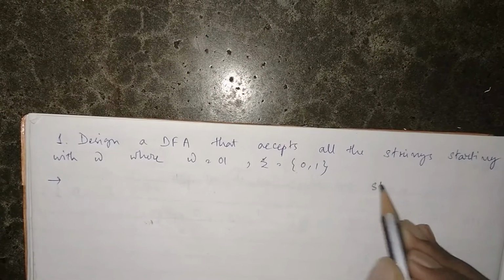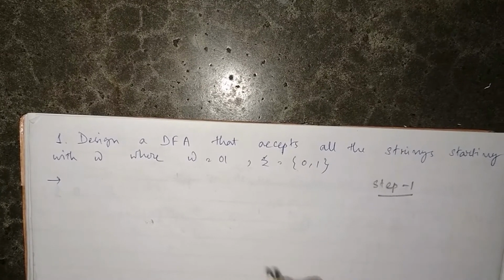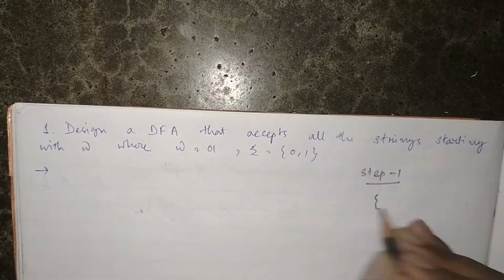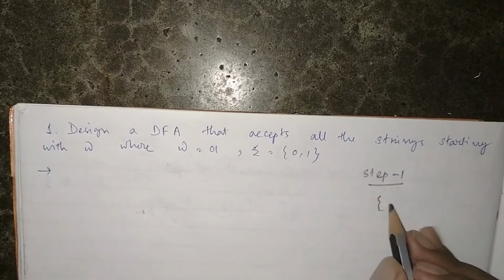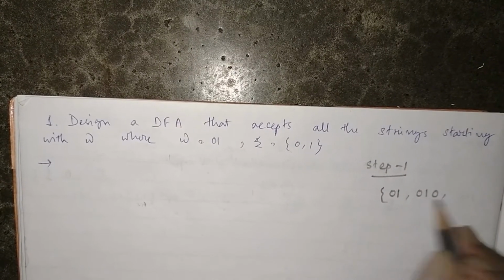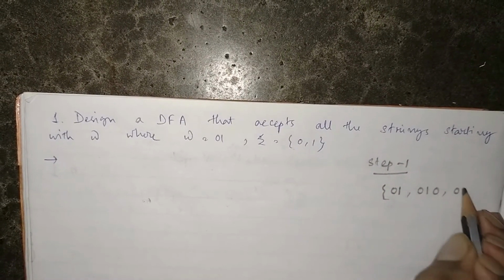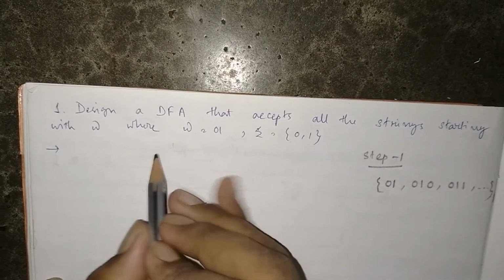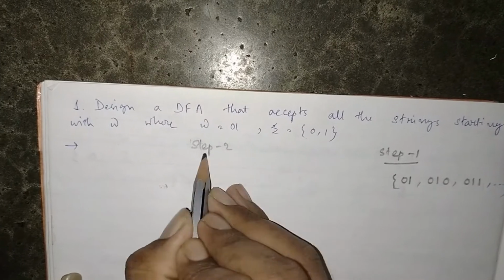So step 1 is, we have to think of all the possible strings that satisfy this condition. So my set will be like, the first element will be just 0, 1, then 0, 1, 0. This also satisfies this condition, then 0, 1, 1, and so on. So this is my first step. Next step is step 2.